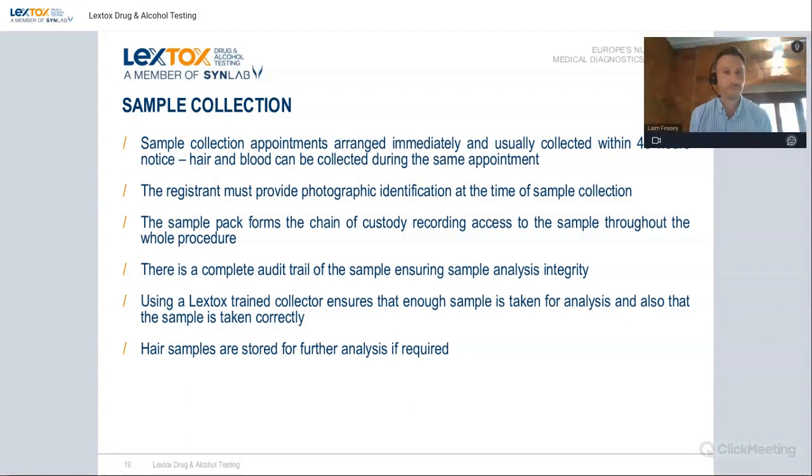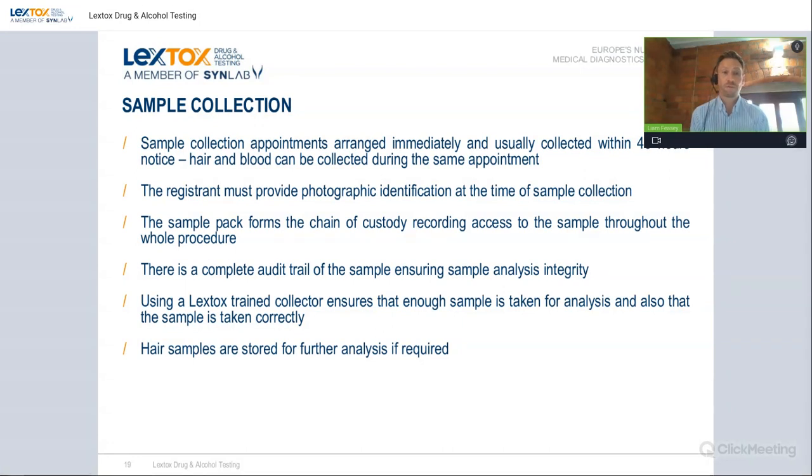Okay, great. Thanks, Sammy. The donor has to provide a photographic ID at the time of sample collection so that we can verify the identity of the donor. However, if they don't have photographic ID, we do take a photograph and include that in the report so that their identity can be verified at that point.